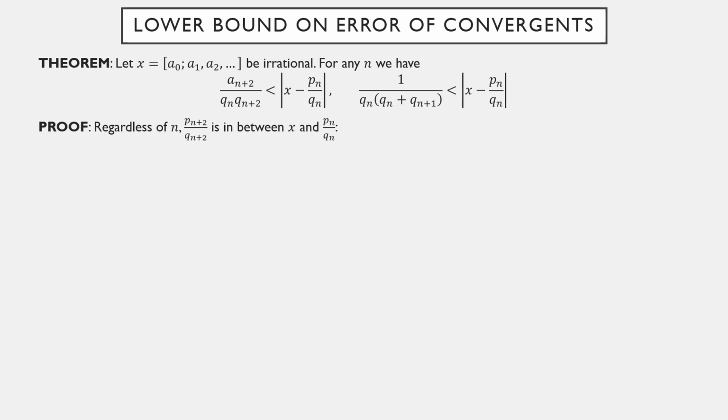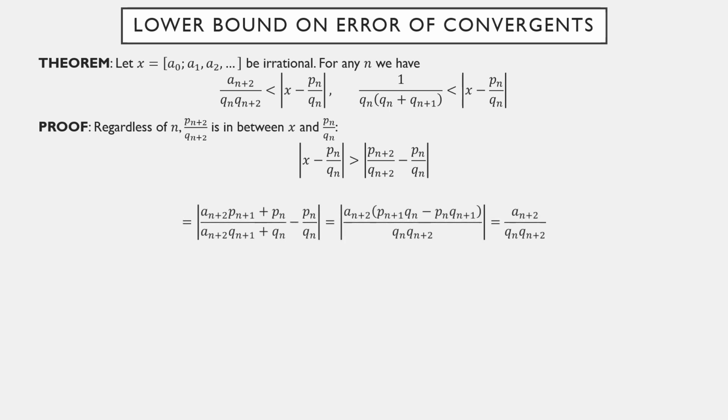Regardless of whether n is even or odd, P(n+2) over Q(n+2) is closer to x and on the same side as Pn over Qn was. In other words, it is in between Pn over Qn and x. So the distance from x to the further away Pn over Qn is bigger than the distance from P(n+2) over Q(n+2) to Pn over Qn.